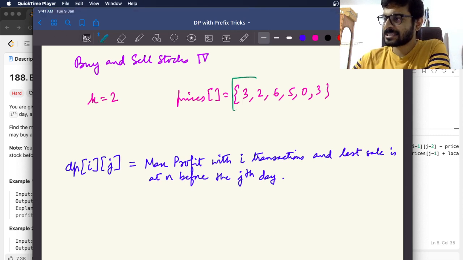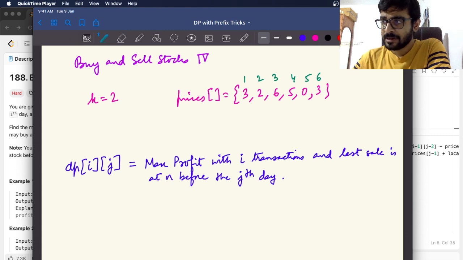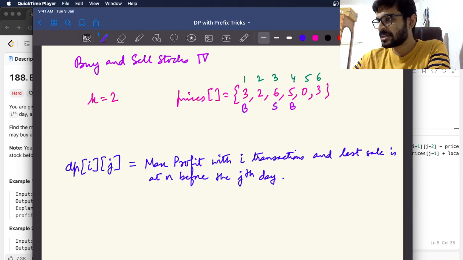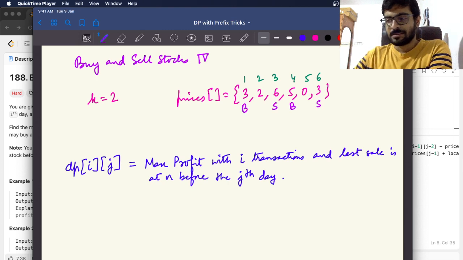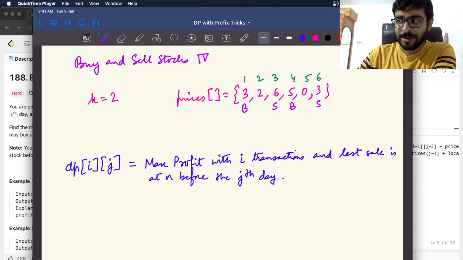If this is my prices on 6 different days, for convenience, for the time being, I can take this as one indexed: 1, 2, 3, 4, 5, 6. Let's say these are all one indexed. And then what I can say is, if I buy on this day and sell on this day, and I buy on this day and, let's say, sell on this day, these are my two transactions. I am following the rule. I am buying after I am selling the previous one.